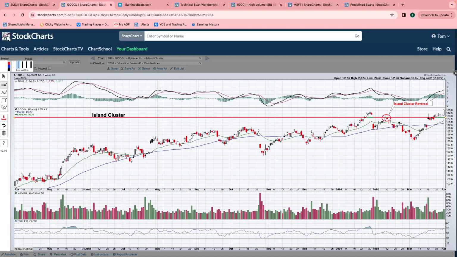Again, maybe two more questions. I want to get out by 6. How often are you using the predefined scans from StockCharts, or are you using your own scans?